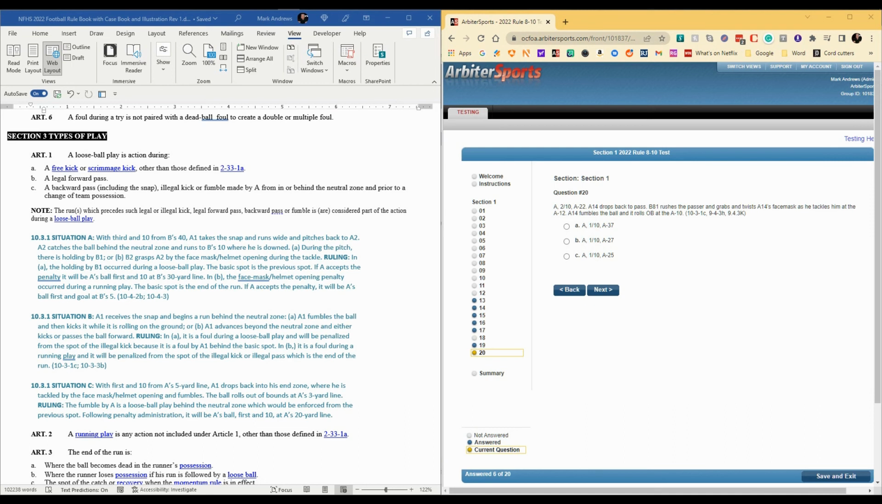Anyway, question 20. A, 2nd and 10 at the A22. A14 drops back to pass. A81 rushes the passer and grabs and twists A14's face mask as he tackles him at the A12. A14 fumbles the ball and it rolls out of bounds at the A10.